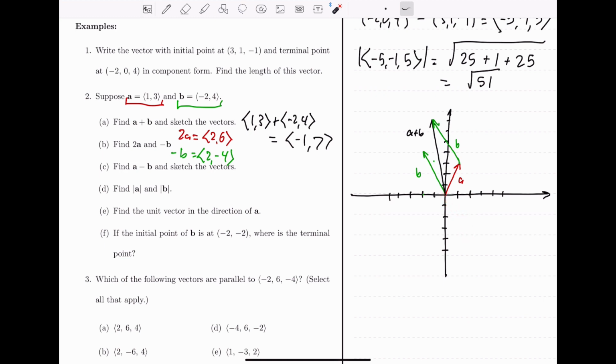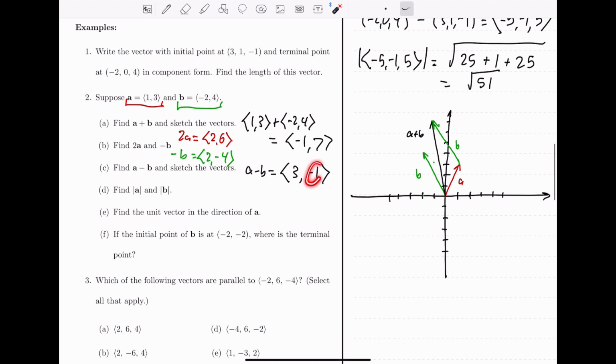To find a minus b, we just take the components of a and subtract the components of b. So a minus b, we'll take the x component 1 minus -2, that will give us 3, and then 3 minus 4, that will give us -1. So vector subtraction is just, instead of adding the different components, we subtract. 1 minus -2 is 3, 3 minus 4 is -1. So there's the difference between the two vectors.